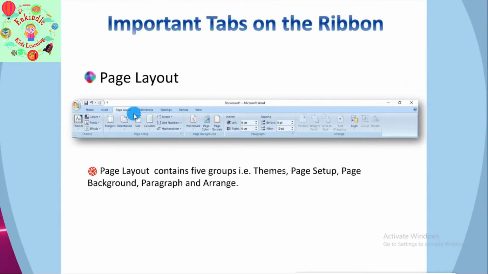Then comes the Page Layout tab. It is the third tab in the ribbon. This tab allows you to control the look and feel of your document. That is, you can change the page size, margins, line spacing, indentation, orientation, etc. The Page Layout tab has 5 groups of related commands.